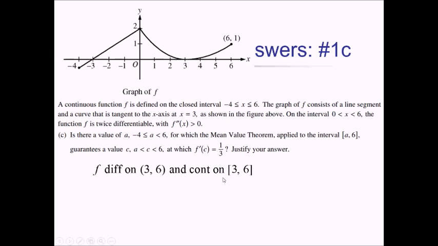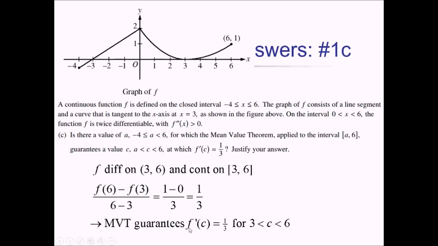So the next thing we have to do is show some calculations for the average rate of change. That's going to be f of 6 minus f of 3 over 6 minus 3. Now f of 6, looking it up here, is 1. f of 3 is 0. So this is 1 minus 0 over 3, which comes out to 1/3. So since we have shown that the average rate of change is 1/3, we've met our burden of proof, and there is indeed some c value on the interval from 3 to 6 where f prime of c equals 1/3. And the MVT guarantees this.